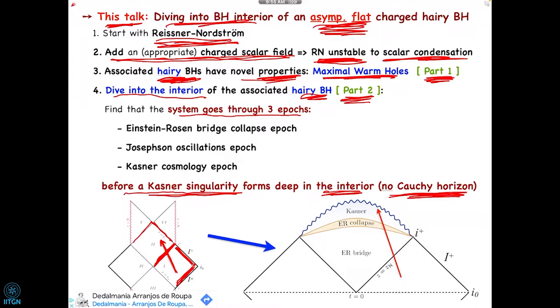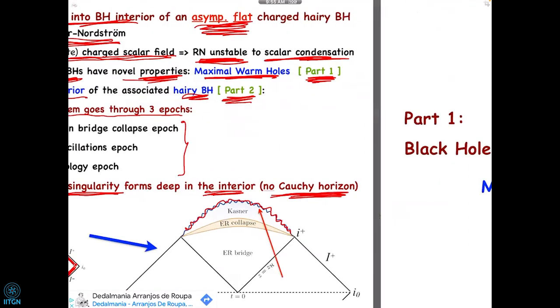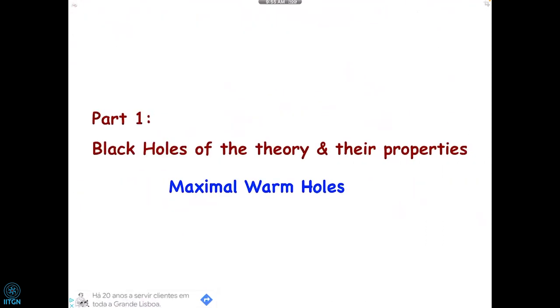But as the observer is approaching this Cauchy horizon, we will see that the observer will go through these three epochs, and these three epochs will make the system terminate not in this null Cauchy horizon, but actually on a Kasner spacelike singularity. So the observer will never be able to cross to this region here. Okay. Very well, so now what I want to do is to start discussing the details of our system.